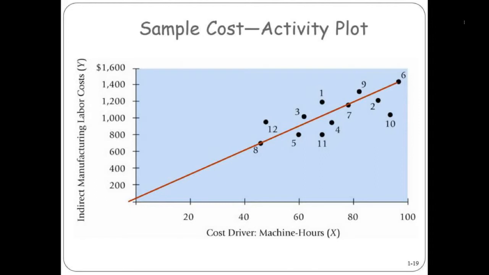You could draw a line that looks like this. That could be a regression line, but it would not be the least squares regression line. The least squares regression line, and let's assume for the moment that this is a least squares regression line, just for discussion purposes. It takes every single point and measures its distance from the line.